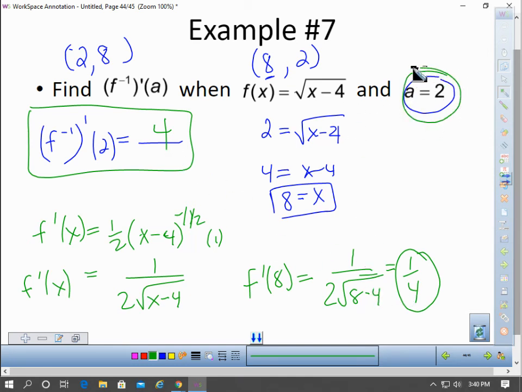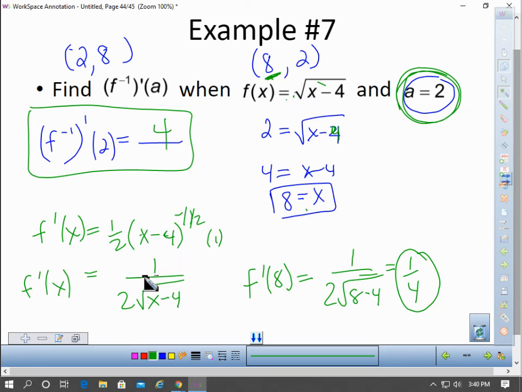So just remember this value that they gave me, that they wanted me to evaluate the inverse's derivative for. It's the x coordinate for the derivative. It's the y coordinate for the function. So that's why we set the function equal to that number. I squared both sides, and then I added 4 to get the answer 8. So that's my x coordinate to go with this function.